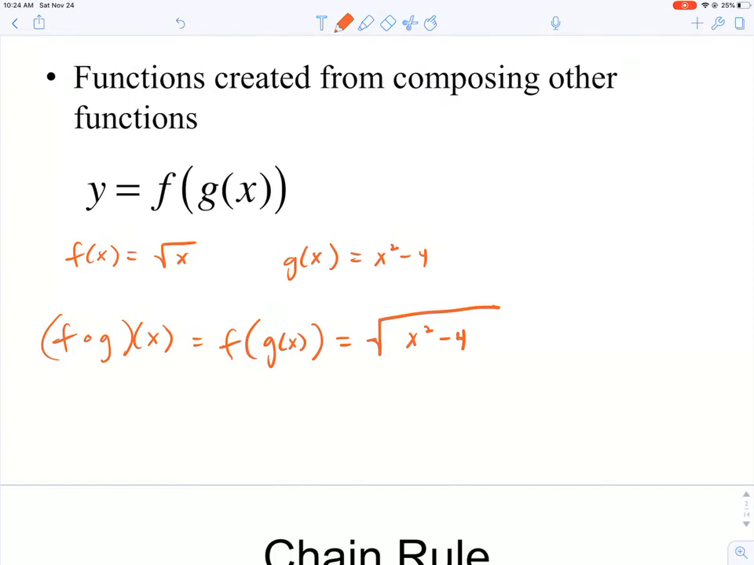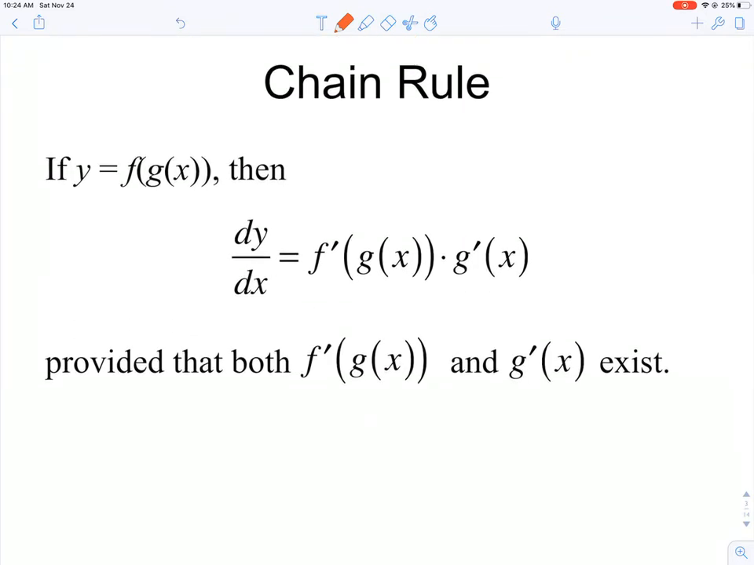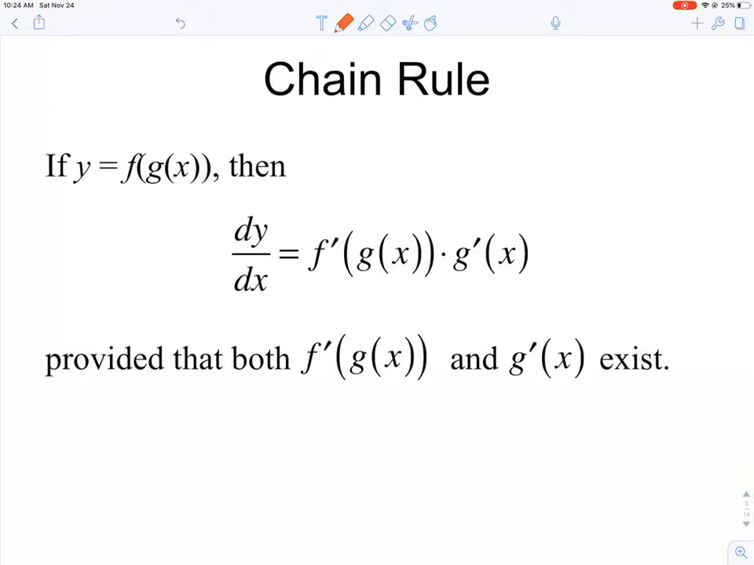And you don't know how to find the derivative of the function, the square root of x squared minus 4, yet. You can't use just power rule. You can't use product rule. You can't use quotient rule, right? So for functions that we can think of as a function inside another function, we're going to be using chain rule to find the derivative. And chain rule says basically you take the derivative of the outside function and you leave the inside one alone, and then you multiply by the derivative of the inside function.